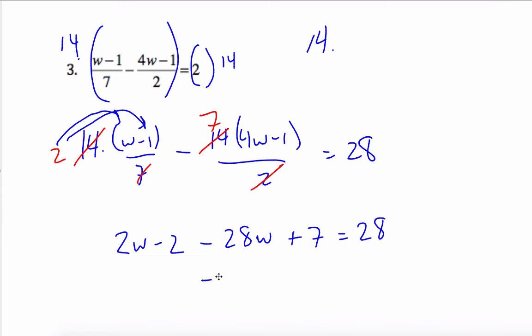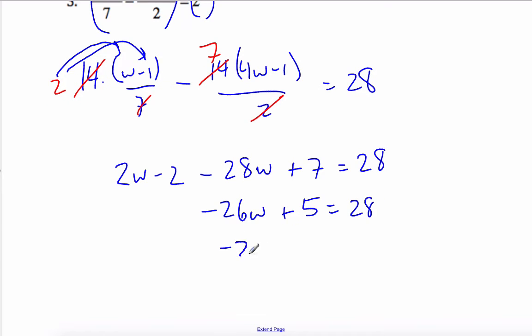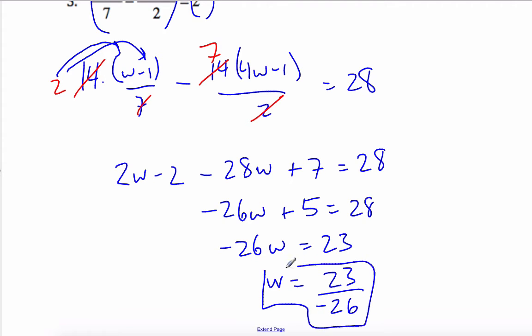Collecting my like terms, I get negative 26w plus 5 is equal to 28. Subtracting the 5 gives me 23. Then I divide by the negative 26, and I get 23 over negative 26. And that is my answer for this problem.